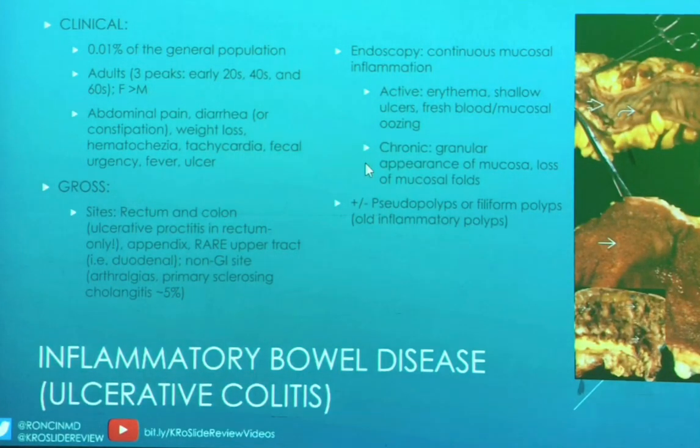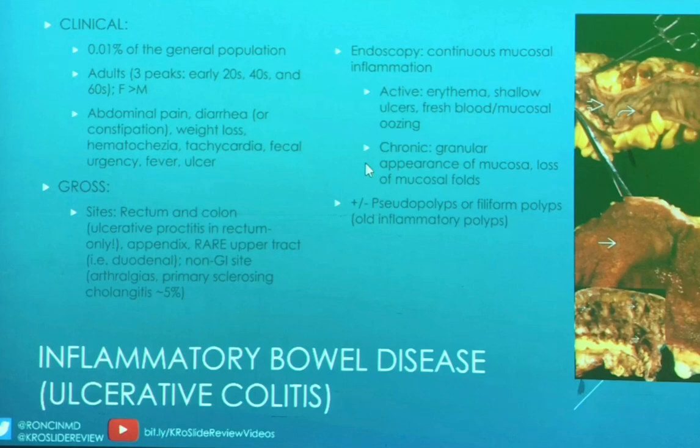Similar to Crohn's, it's 0.01% of the general population. However, unlike Crohn's, we have 3 peaks where we see inflammatory bowel disease, and this is the early 20s, 40s, and 60s. Again, females more than males. Your symptoms are pretty much exactly the same as what you would expect to see for Crohn's disease. We add in hematochezia into the mix, and there may be some fecal urgency or fever.